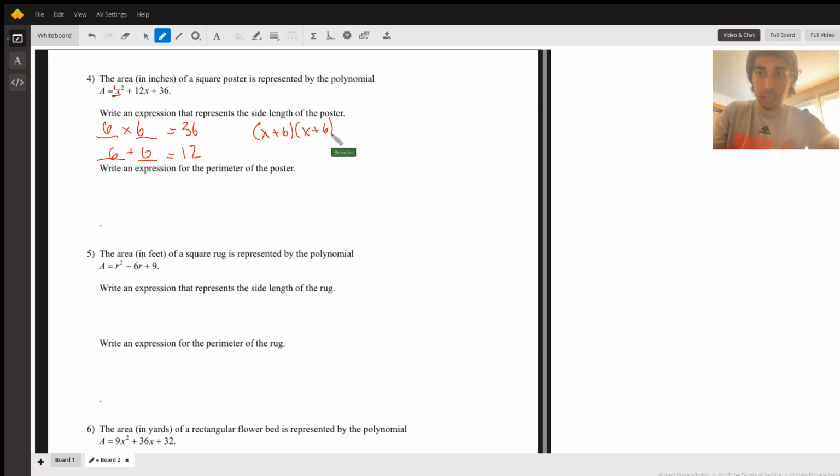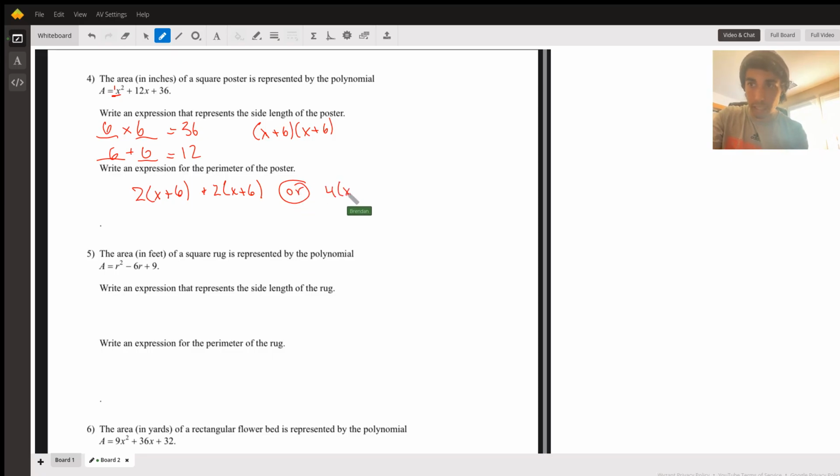For the perimeter, that's all the way around. So think about, we've got 2 of these on the left and the right, and then 2 more of them to make up the top and the bottom. Or if you notice, it's a square. So we could have just multiplied the whole thing by 4, right? Because all 4 sides are the same. And remember what perimeter is.